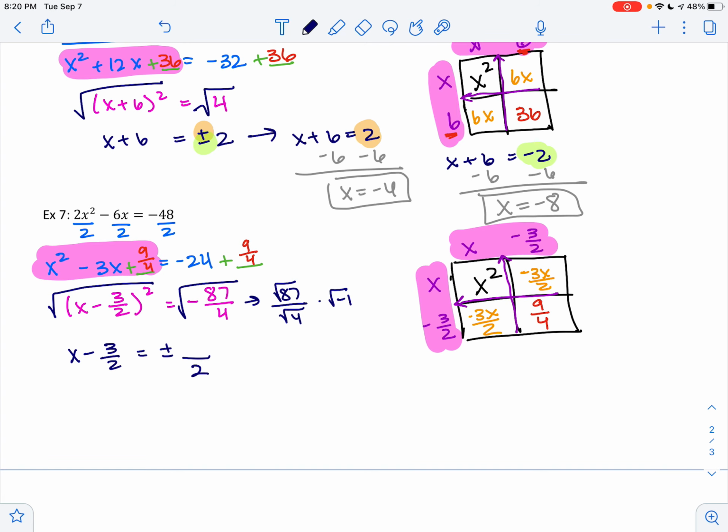For 87, I know that I can do birthday cake for that. So the smallest prime number that goes into 87 is 3. It goes in 29 times. 29 is a prime number. And so I don't have any pairs. So the square root of 87 is going to stay that way. The square root of negative 1 is i. So I have plus or minus i square root of 87 divided by 2.